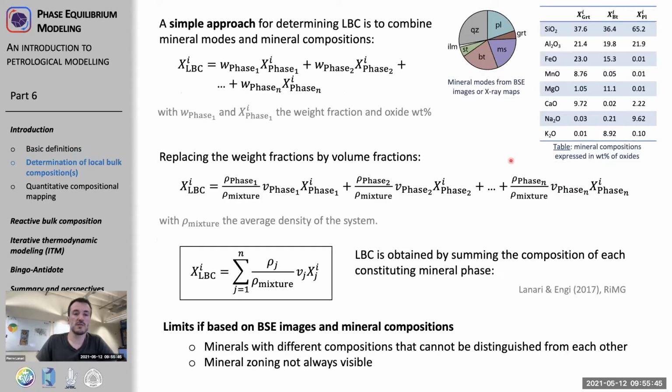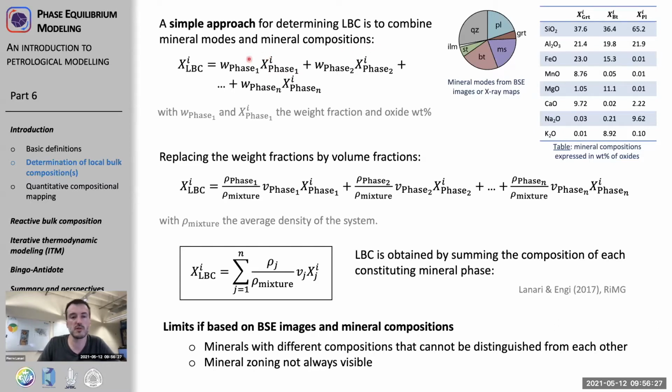So to measure, a simple approach to determine the local bulk composition, as Dave already mentioned, is to combine the mineral modes that you can obtain from backscatter images or from X-ray maps with the mineral compositions that you can determine using the electron microprobe. Here is an example of a few mineral compositions expressed in weight % of oxide, and you can combine those compositions directly to calculate the local bulk composition. So, for example, for one element, silicon, the local bulk composition is the weight fraction of phase 1 multiplied by the silica oxide weight % of phase 1, plus, and you do the same for all the phases.